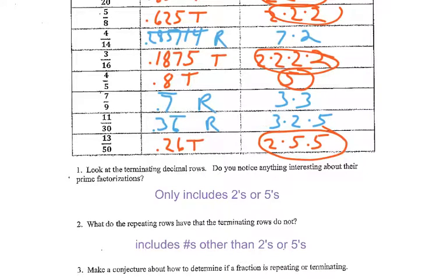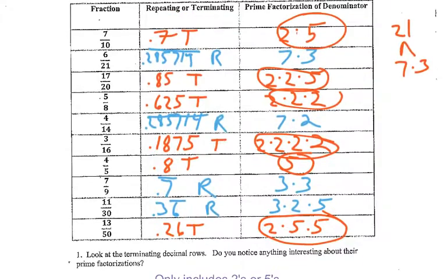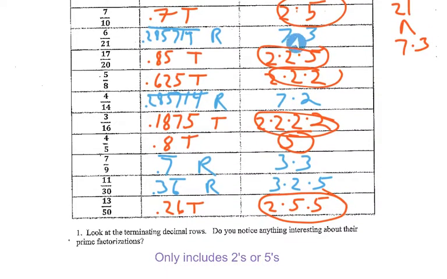So again, take a look up here at the blue. You notice all the blue have numbers other than 2 or 5. So again, there's a 7 and a 3. There's a 7, some 3's, and a 3 down here.